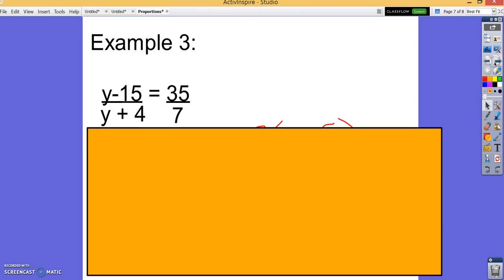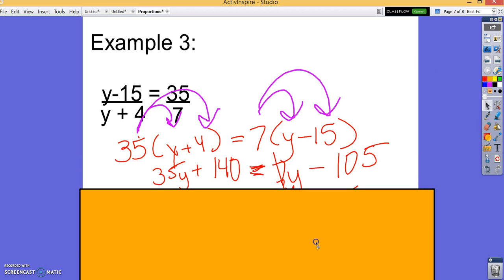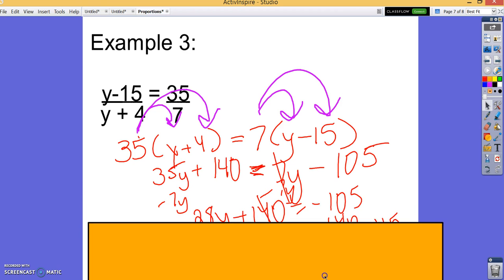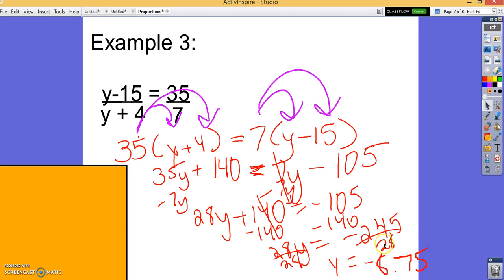Okay, and one final example. Go ahead and try this, and we'll solve it together in a moment. So go ahead and solve it and then press pause. All right. Your very first step should be that you're showing that you are multiplying 35 times the quantity of y plus 4 and 7 times the quantity of y minus 15. From there, you can distribute, combine all of your like terms onto one side, combine your numbers onto the other side, and when you divide, again, you of course can use a calculator for this one. When you divide, you get y equals negative 8.75.